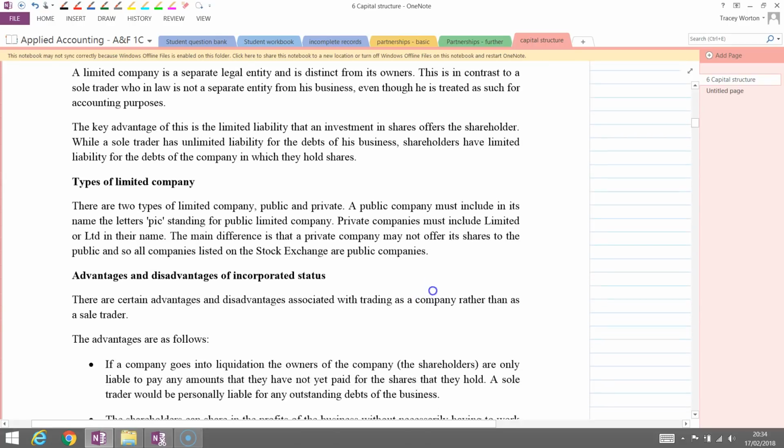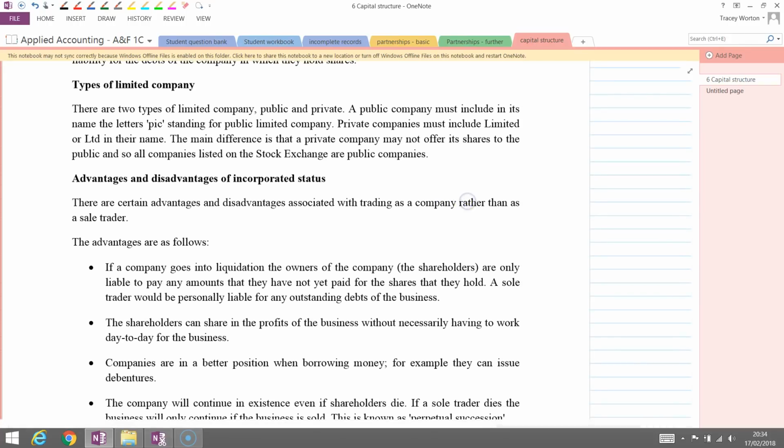So there are two types of limited company, a private limited company and a public limited company. A public limited company must include in its name the letters PLC, standing for Public Limited Company. Private limited companies must include Limited or LTD in their name. The main difference is that a private limited company may not offer its shares to the public, and so all companies listed on the stock exchange are therefore public companies.